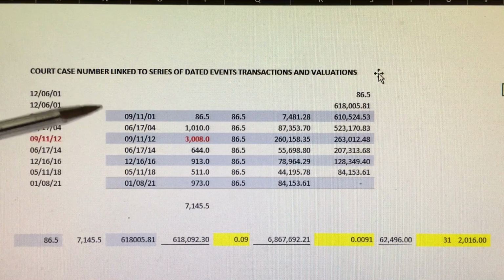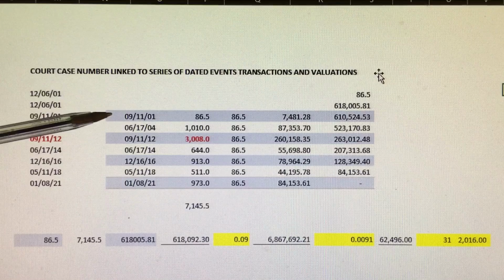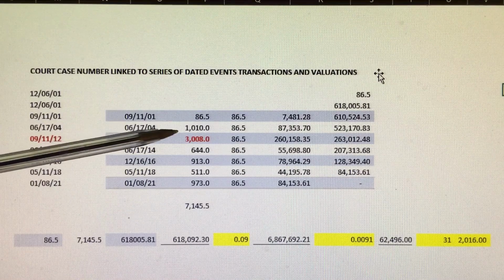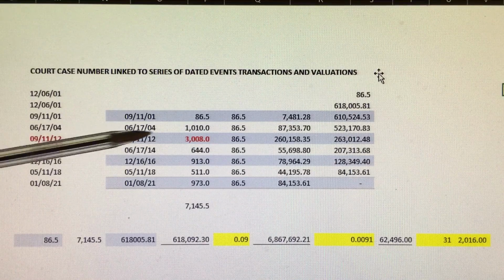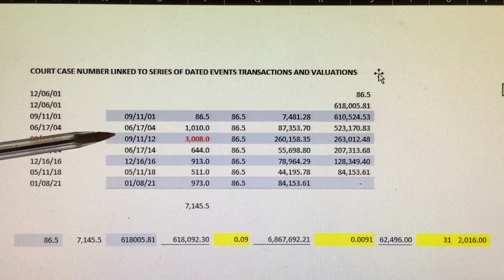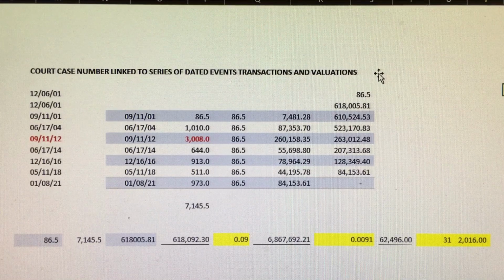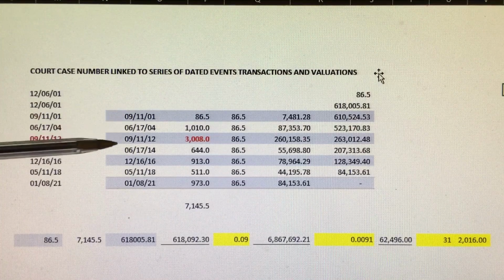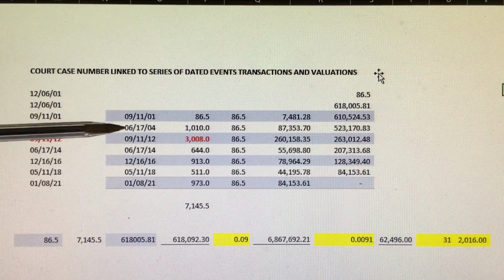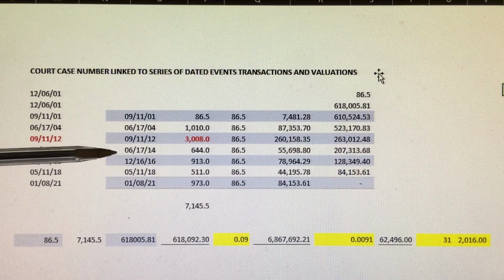And we calculated a series of dates starting with 1,010 days, 3,008 days, 644 days. Now, you don't have to be a mathematician to understand where we're coming up with our numbers. Our numbers are falling into place because we're going out from 9/11 to 9/12, 6/17/04, 6/17/14.